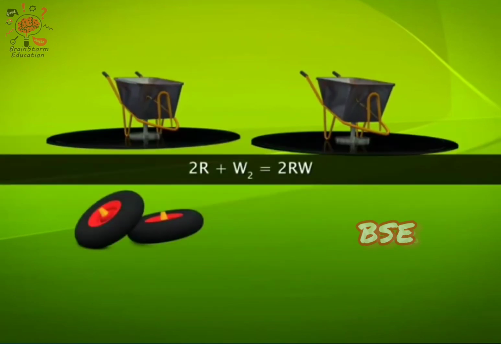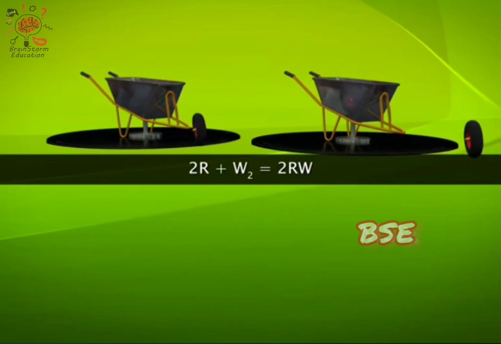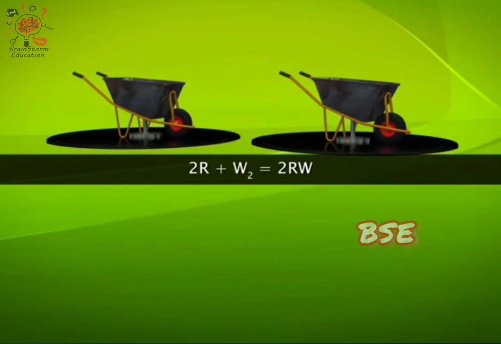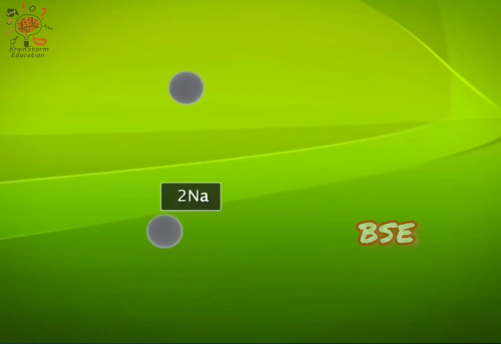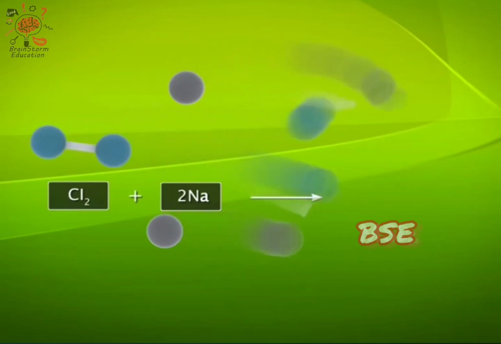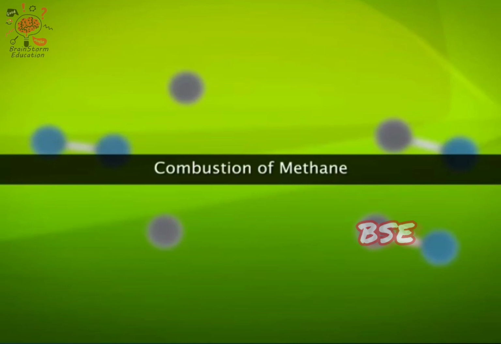How can we balance reactants and products numerically? Let's consider the wheel analogy. We were able to make an equation to represent the wheel requirements for single-wheel trolleys. It is after a similar pattern that when we combine 2 moles sodium with 1 mole chlorine molecule, we get 2 moles sodium chloride. What are the steps involved in balancing a chemical equation mentioned in this reaction?